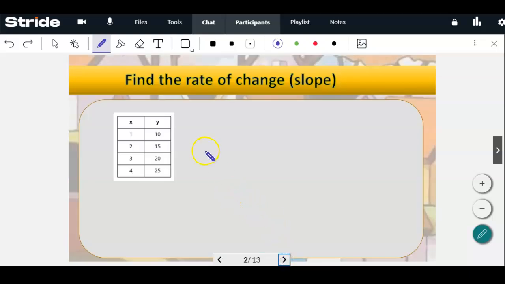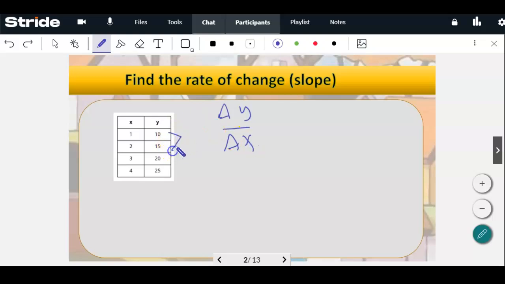Remember that we did the rate of change. Tablet's not working. Hold on, there we go. Okay, now it's working. So we have to do the change in y over the change in x. Remember, this is the little symbol, change in y over the change in x.